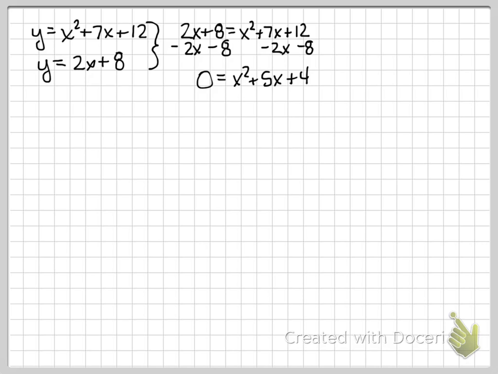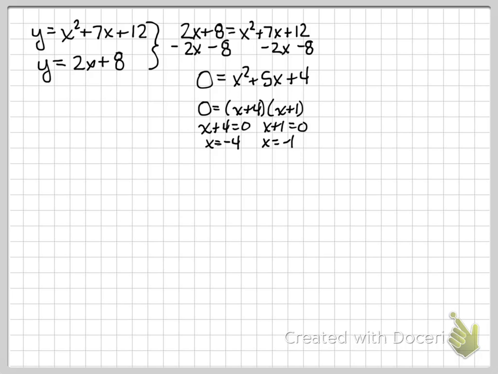Now I'm going to see if it factors, and it does. So again, to save time, I'm going to factor it. x plus 4, x plus 1. Do my zero product property. And I get x equals negative 4, x equals negative 1. So there's my x values. But I'm not done. I need to find my y values. So my y values come from the original equations, not where we put them equal to each other.